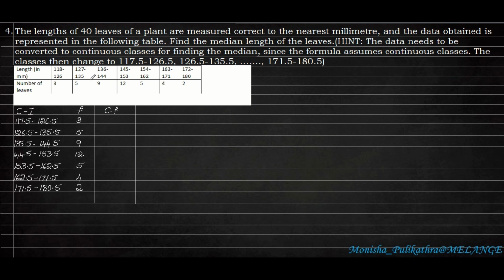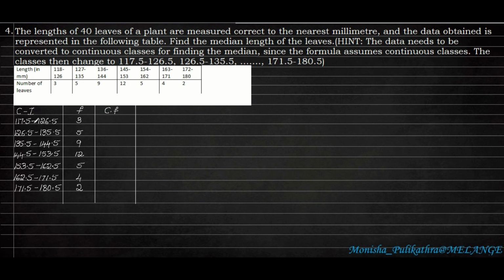Usually the class interval should be in a continuous form. If it is 118 to 126, the next number should start from 126, so the continuity should be there in the class interval. If the continuity is not there, we have to make the continuation like this, 0.5. So 118 we have to take as 117.5 and 126 to be 126.5, and the next number should be continued from the last number.